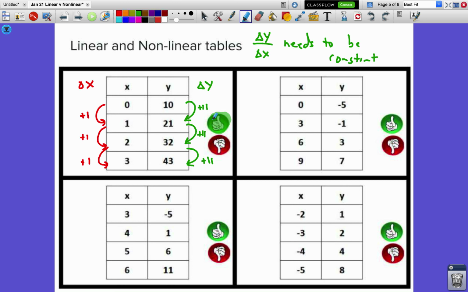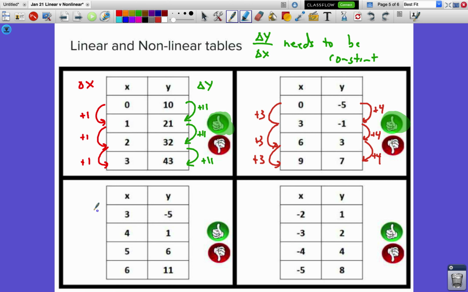We'll highlight that. So you probably copy down at least two of these. Try to copy down a linear and a nonlinear one. All right, let's look at this table over here. So on the x side, we go plus 3, then plus 3, then plus 3. Okay, so that's constant. Over here, we go plus 4, plus 4, plus 4. So yes, if we kept dividing those pairs of delta x and delta y, again, it'd be the same number every time. That's another linear table.